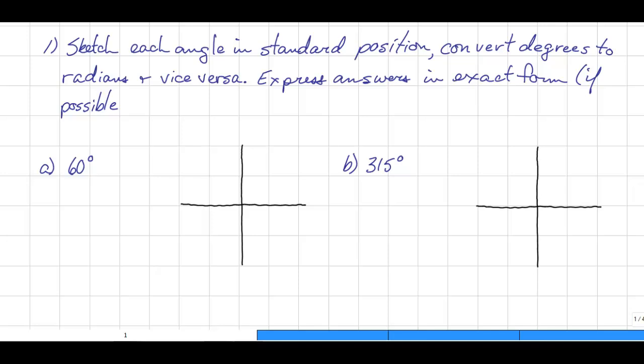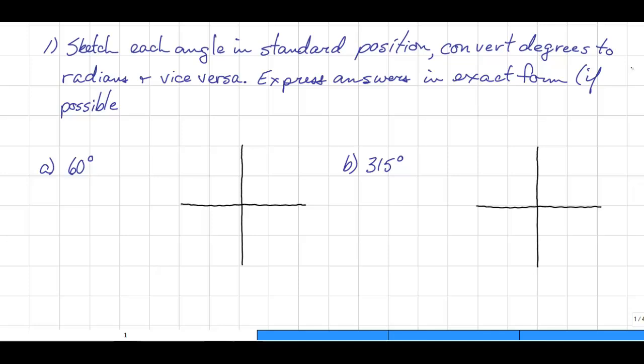So in this first question, we're going to sketch each angle in standard position, and then we'll convert degrees to radians, or vice versa. If we've got questions in radians, we'll convert those to degrees. And we want to express answers in exact form if possible. Typically, that's referring to degrees and changing the degrees to radians. That's when we're going to be looking for exact form if possible. So we don't want you just to plug into your calculator and get some decimal number. We want you to have an understanding of what fraction this is of pi.